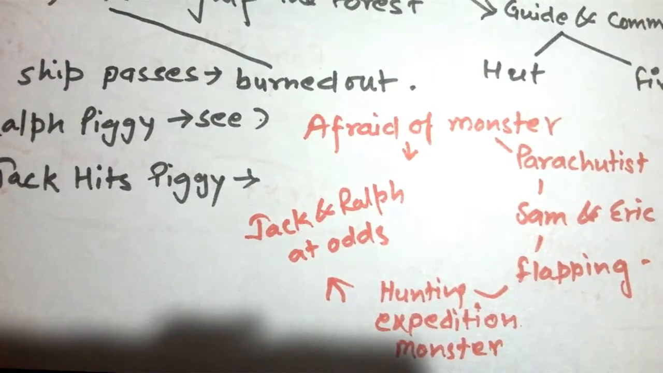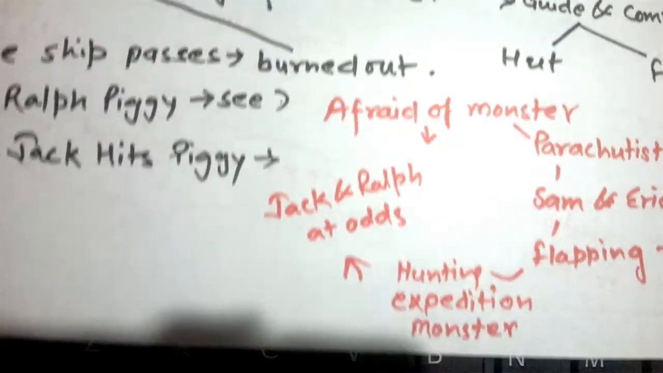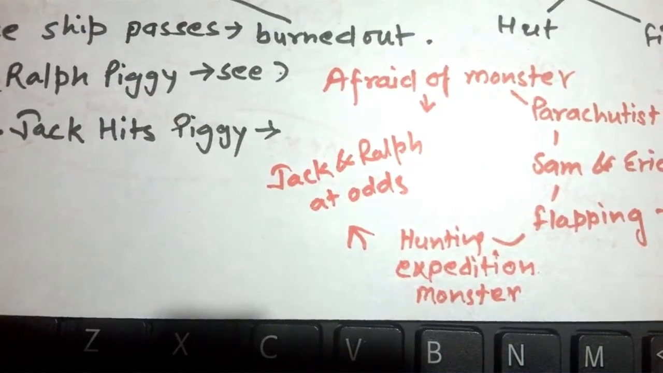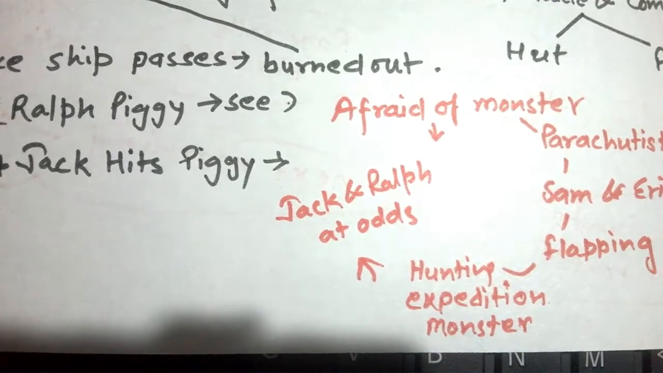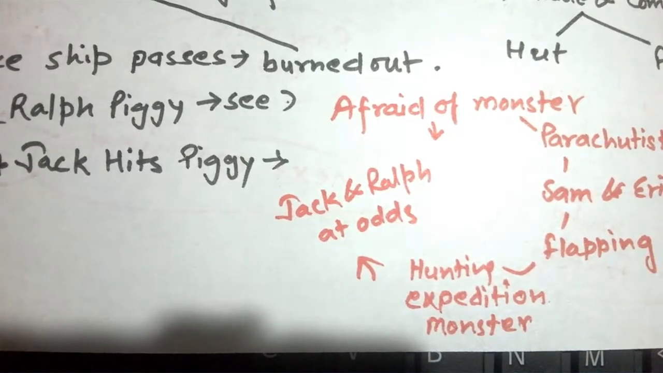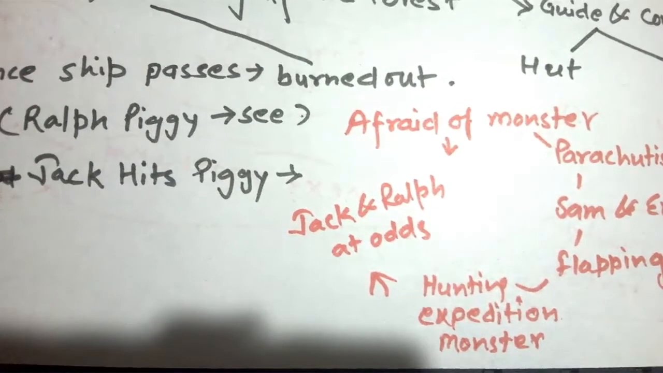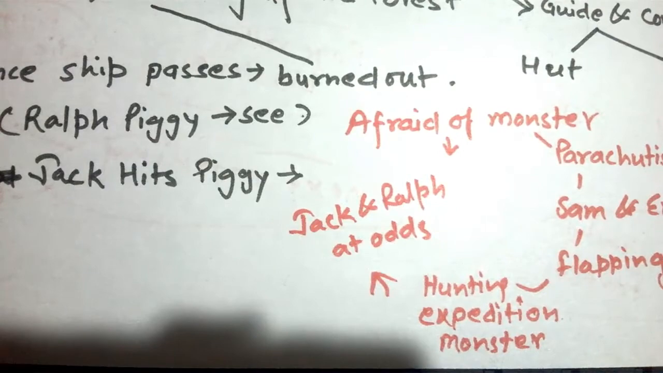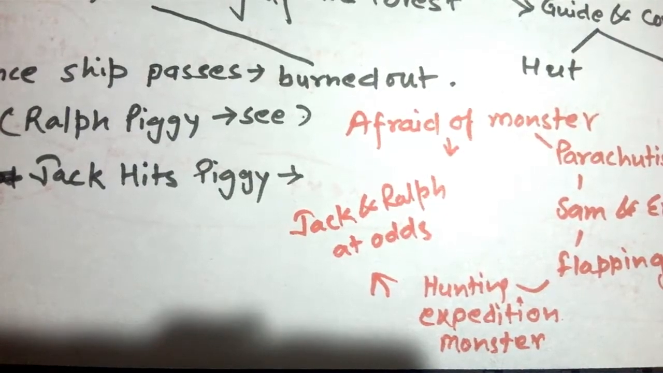monster, and they came to Jack, and Jack assembled everyone, and he tells them that we must hunt that monster. And on this topic, Jack and Ralph were at odds. Now what happens? They started accusing each other. Jack tells Ralph that he is a coward.